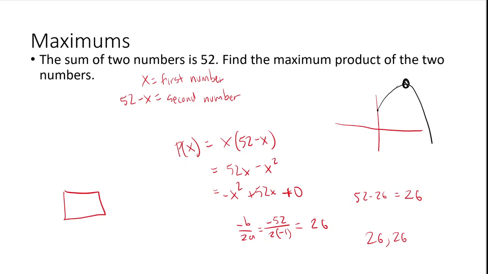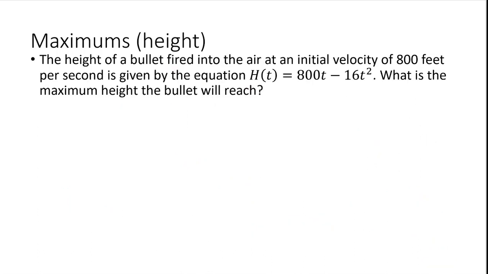Actually, we found x, but we want the maximum product. What is the maximum product? It's 26 squared, which is some number. I'm just going to do this in my head real quick, I'm definitely not typing this in a calculator. 676 would be your maximum product. Okay, so that's how you would find it.